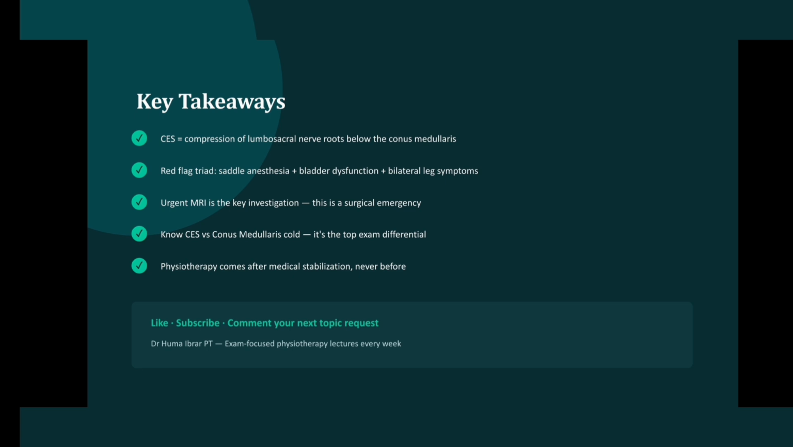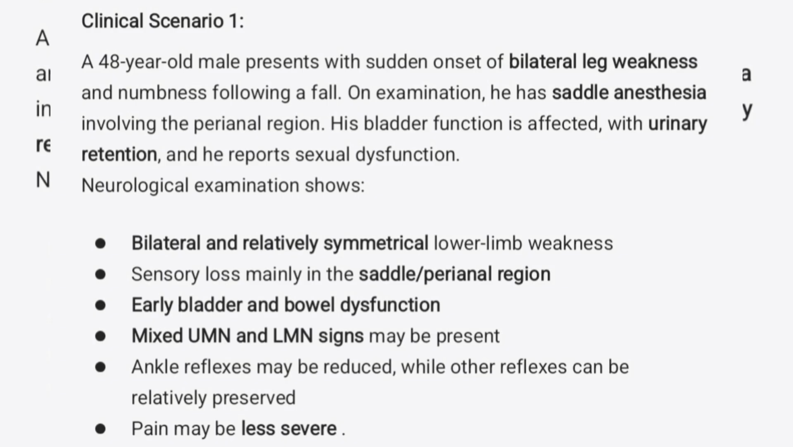Now, at last, let's talk about the clinical scenarios. I want you all to answer these in the comment box. Scenario 1: a 48-year-old male presents with sudden onset of bilateral leg weakness and numbness following a fall. On examination, he has saddle anesthesia involving the perineal region. His bladder function is affected with urinary retention, and he reports sexual dysfunction.